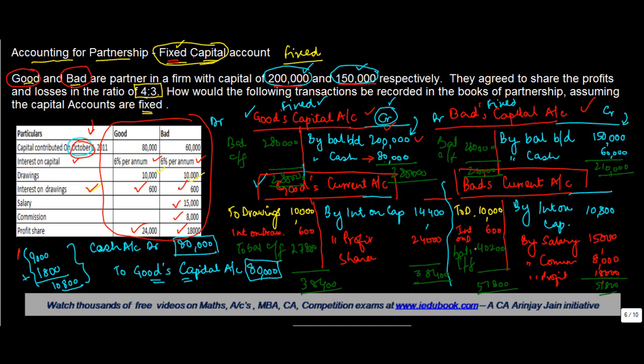Had it been a fluctuating capital, then the only thing which would have been relevant is that you would prepare only this capital account. And there will be no use of the word fixed over here. All these entries which we have right now made in the current account will go and sit in the capital account. Right?